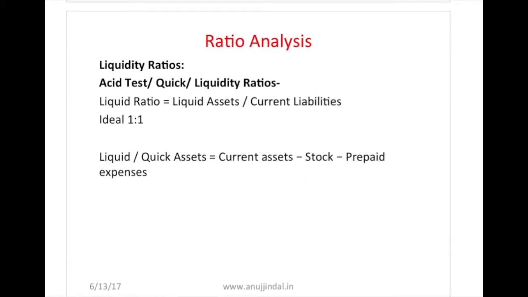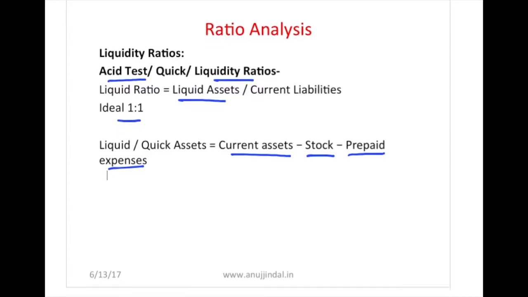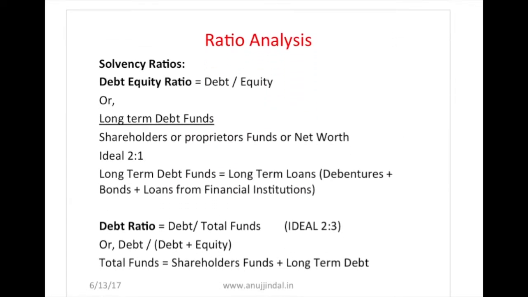The next is the liquidity ratio, also called the quick ratio or acid test ratio. The formula is liquid assets upon current liabilities. The ideal ratio is 1 is to 1. Liquid or quick assets are current assets as calculated above minus stock or inventory and minus prepaid expenses. This is the formula of the quick ratio. In 2015 and 2016, in both years, the current ratio was asked in the exam, so it is one of the most important ones.